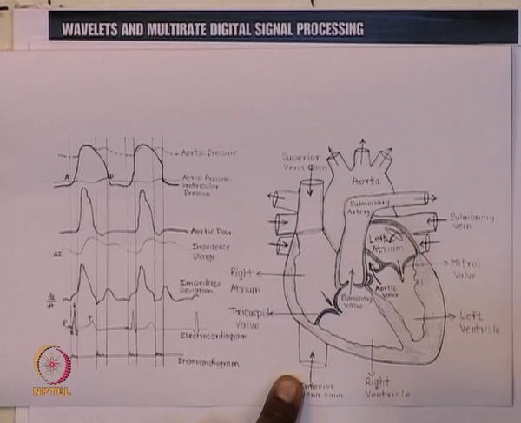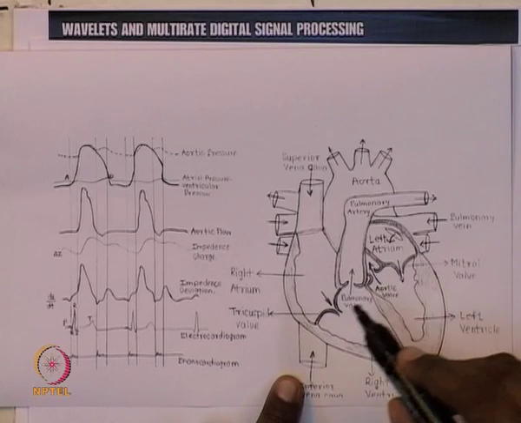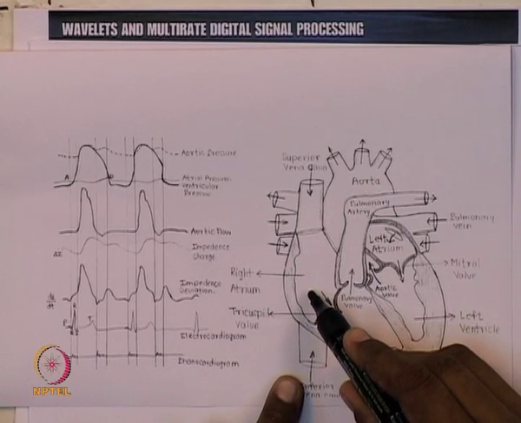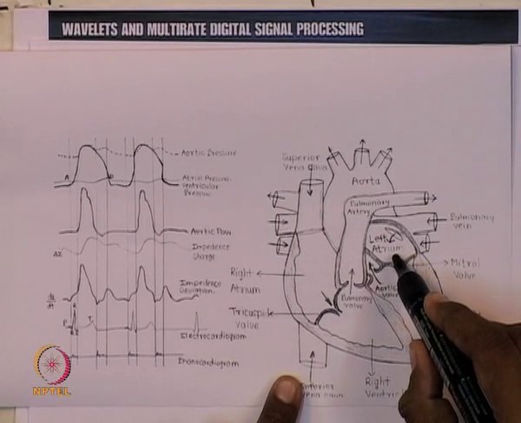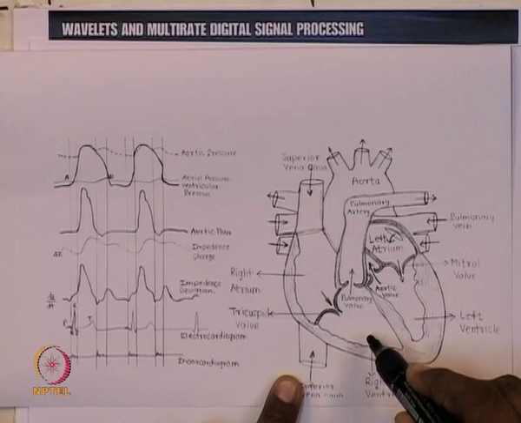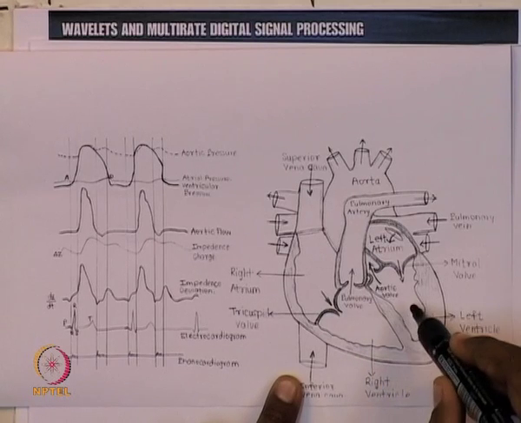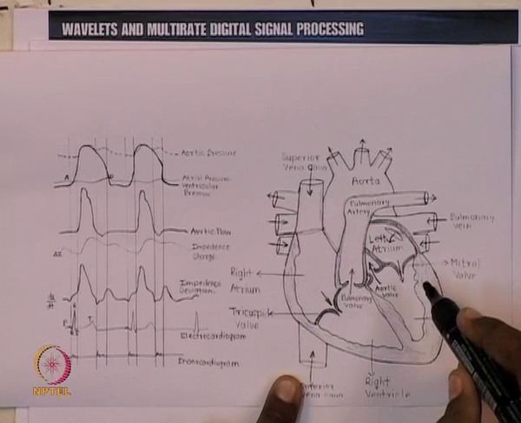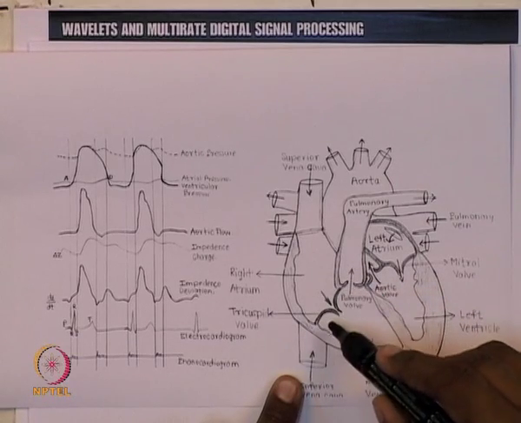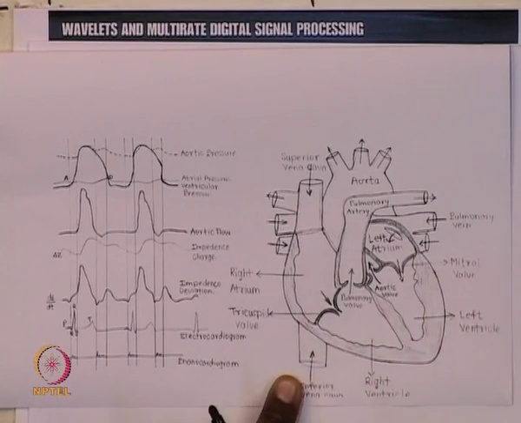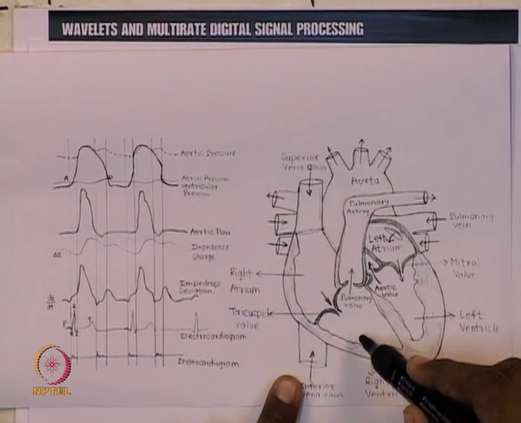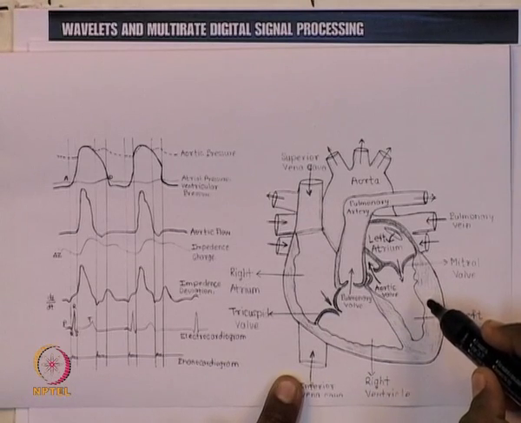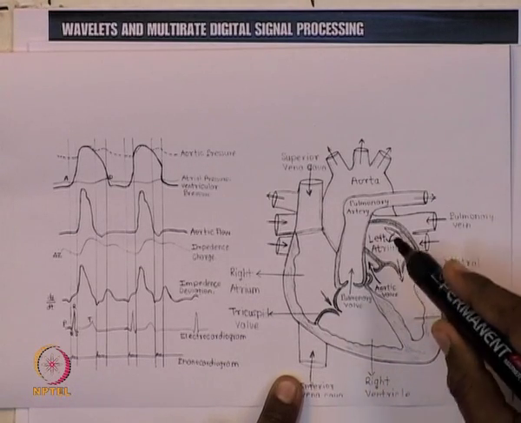We can visualize heart as a combination of 4 chambers. Here you can see one chamber, that is the right atrium. Here you can see the second chamber, that is the left atrium. Now, here is the right ventricle and here is the left ventricle. Now, the right side of the heart, that means the left hand side of the picture, deals with the deoxygenated blood, and the left side of the heart, that is the right side of the picture, deals with the oxygenated blood.